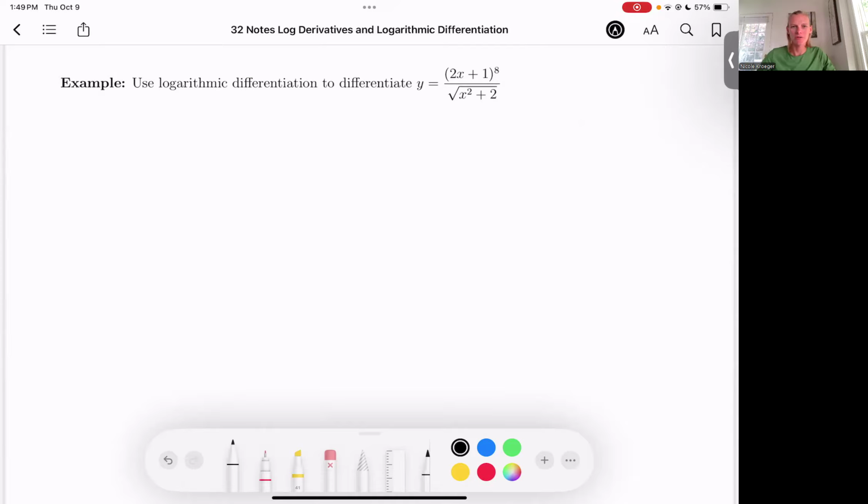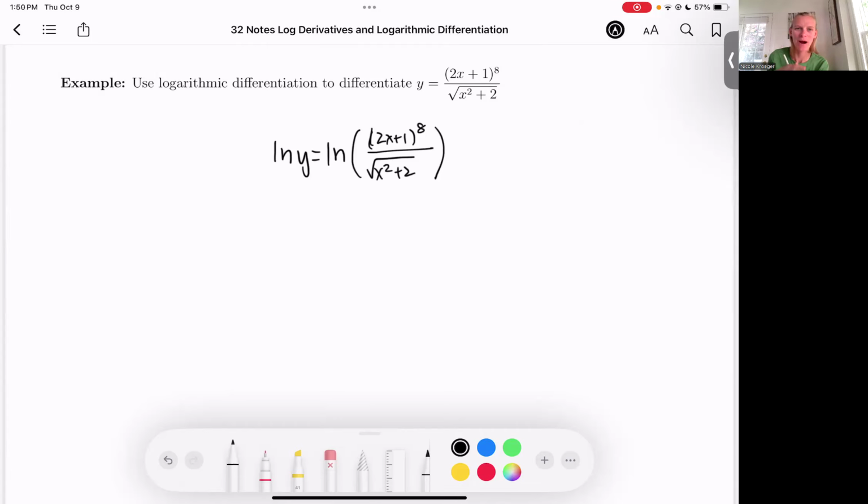But let me show you how logarithmic differentiation will make this problem nicer. So we're going to get started by taking the natural log of both sides. So I'm going to have ln of y is ln of (2x plus 1) to the 8th over the square root of x squared plus 2.